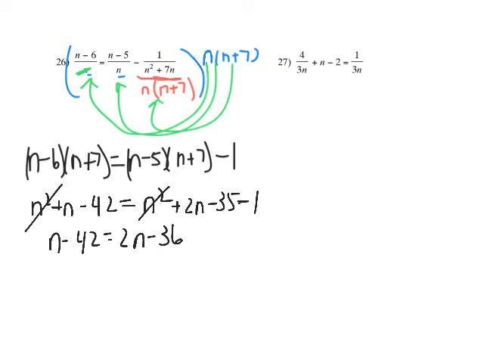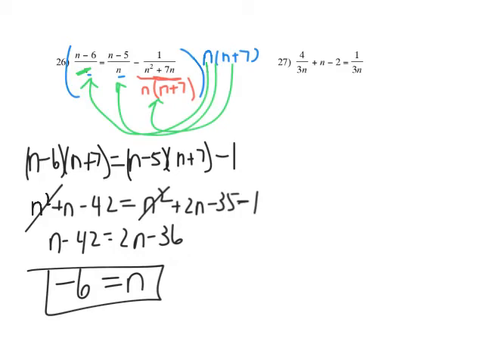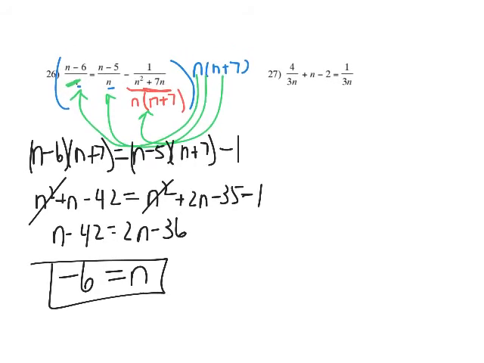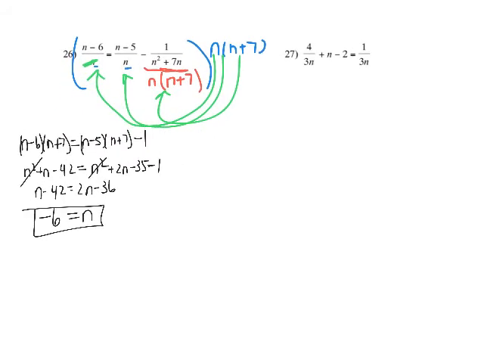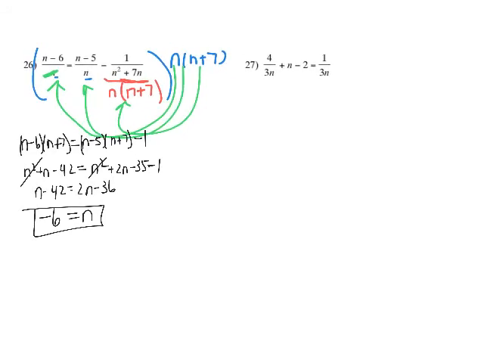I'm going to add 36 to both sides and subtract n from both sides. When I do that, I get a negative 6 over here, and on the right, I'm going to get 1n. So n equals negative 6. All right, that's that first one. Then we'll go on to number 27.